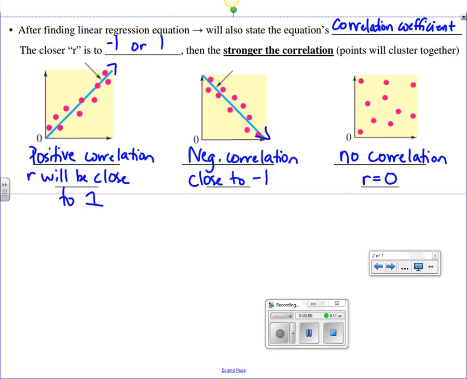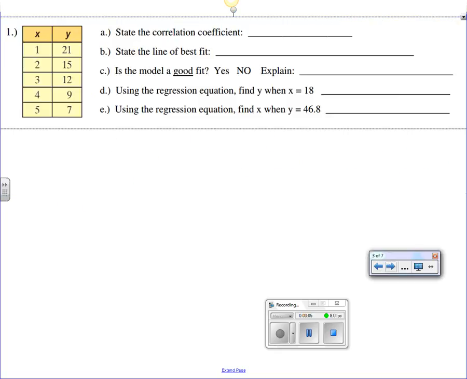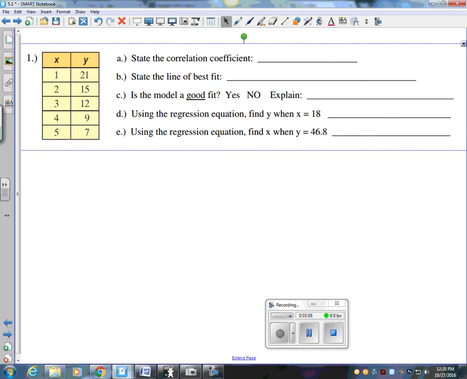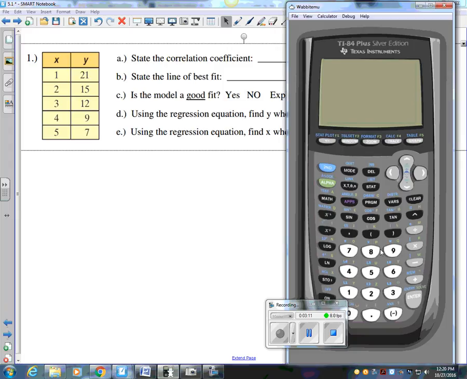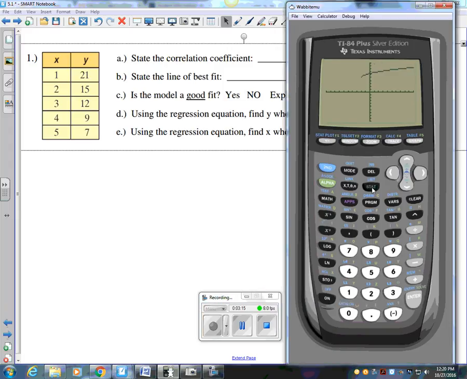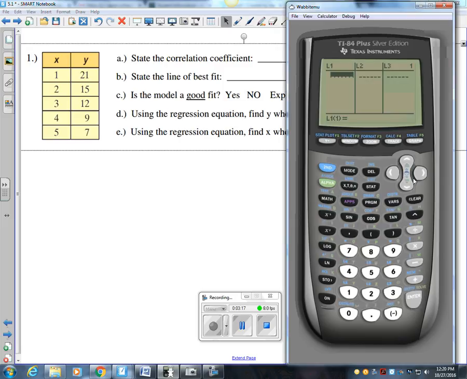All right, so let's do an example. For this first one, state the correlation coefficient. The first thing you would need to do is put it in stat. So on your calculator, hit the stat button, go to edit. In L1, you're going to put in 1, 2, 3, 4, 5, and in L2, 21, 15, 12, 9, and 7. Feel free to pause if you need more time.